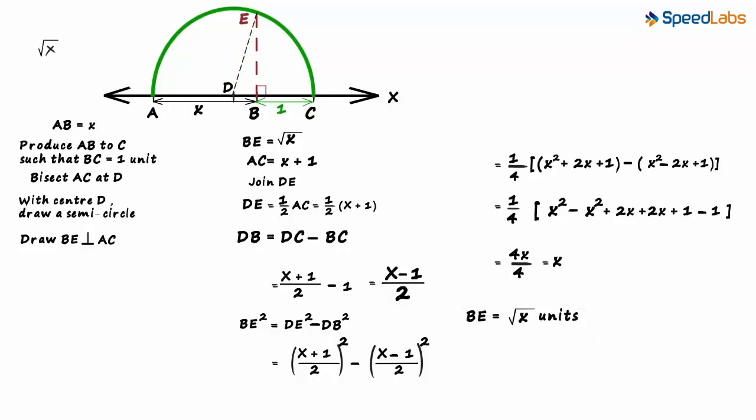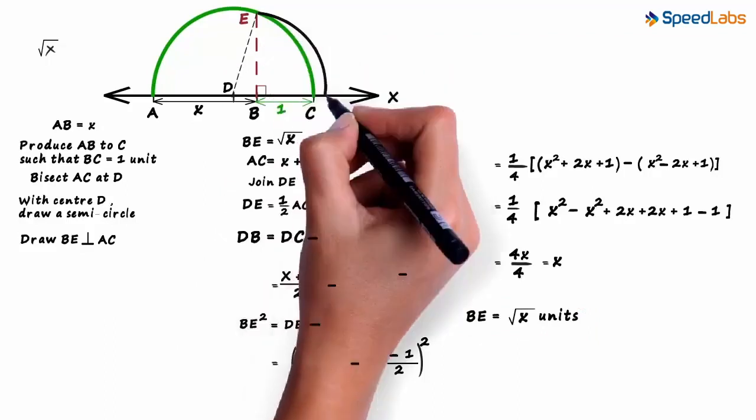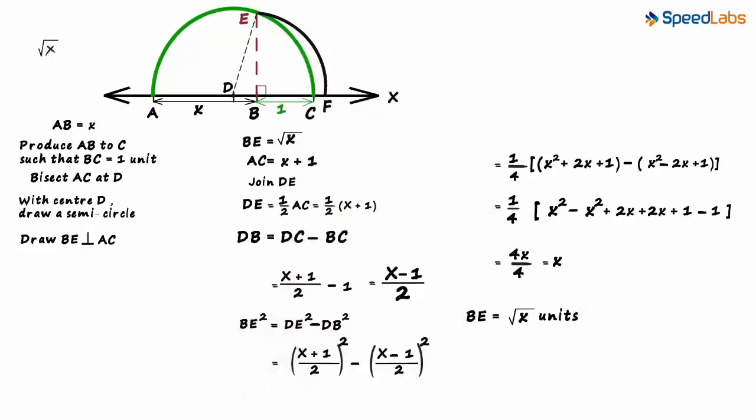Once we know that BE is root x units, all we need to do is keep the vertex of the compass on point B and mark an arc like this to cut the x-axis at point F. Length of BF will also be root x units. So if we want to find the square root of 3.8, all we have to do is take AB as 3.8 units. You will get BF equal to root of 3.8 units. To understand the detailed explanation, please watch the third part of the video.